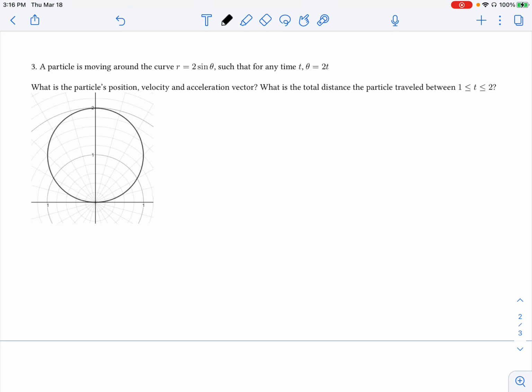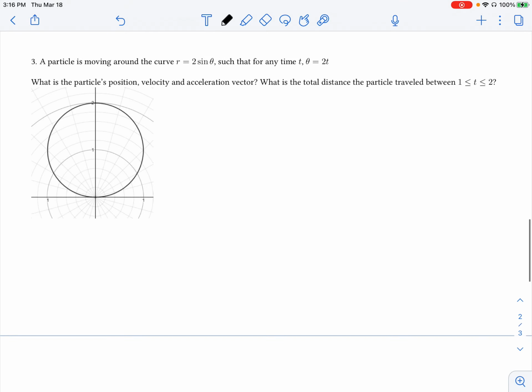So we have a particle that is moving around the curve that is defined as r is equal to 2 sine theta, such that for any time t, theta is equal to 2t. So in other words, when t is equal to 1, we would say theta is equal to 2 times 1, or 2 radians, if you will. So theta is a function of t, if you will. So we're going to need to find our particle's position, velocity, and acceleration vector. And then we're going to want to find the total distance that this particle moves around this curve from 1 to 2 inclusive. So we're going to start off by writing our x and y equations.